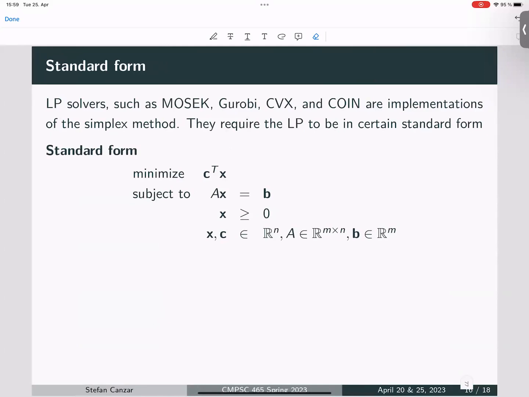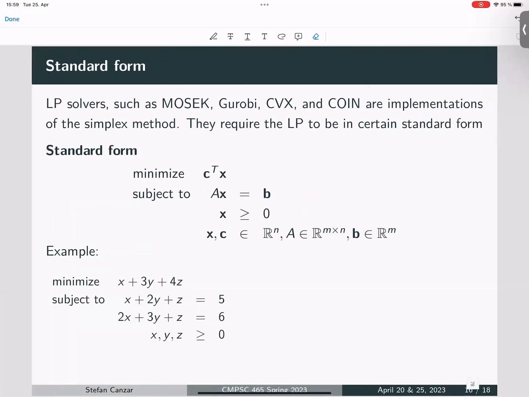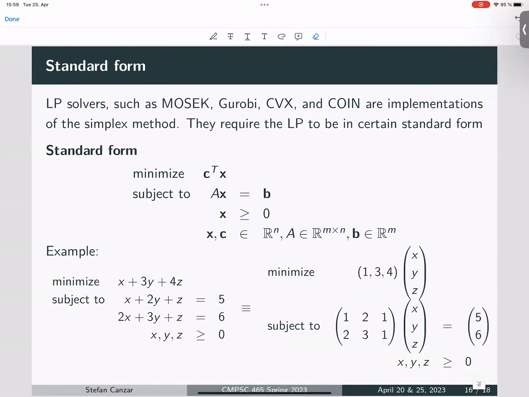So essentially, we're using here in the objective a dot product between two vectors, and here a matrix-vector product. Here's an example of what that means. Here on the left, this is the form of a linear program that we have considered before with linear functions, in this case in 3 variables in the objective, and we have 2 equations as constraints, and all these variables are non-negative. And I can rewrite this in a shorter form by using this dot product representation.